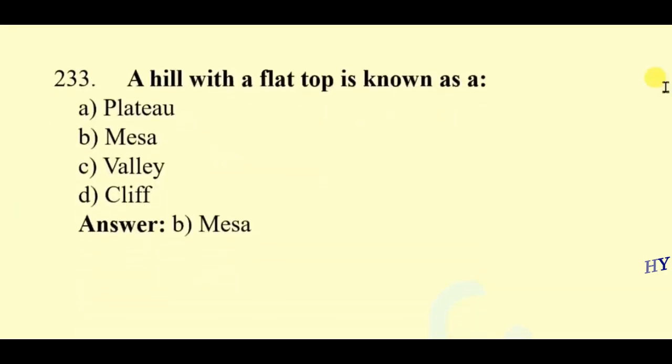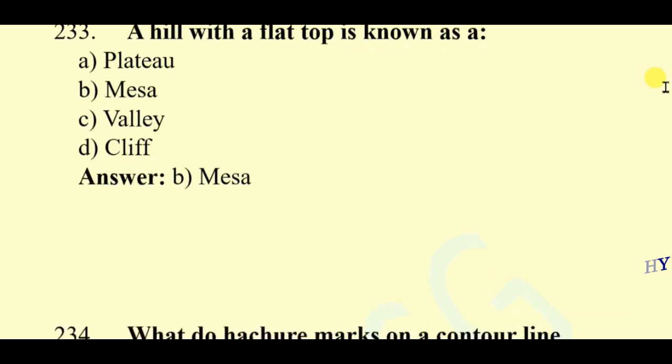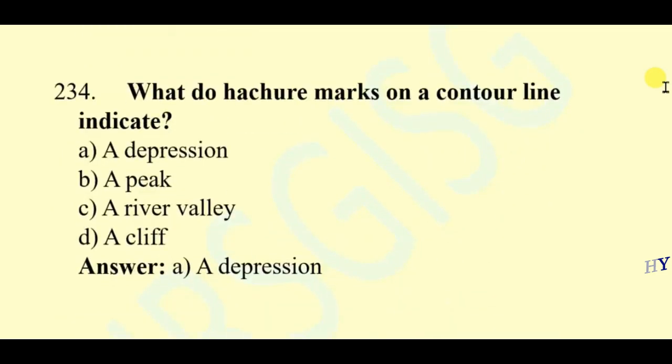Question 233. A hill with a flat top is known as plateau, mesa, valley, cliff. Here the right answer will be mesa. Question 234. What do hachure marks on a contour line indicate? A depression, a peak, a river valley, a cliff. Here the right answer will be a depression.